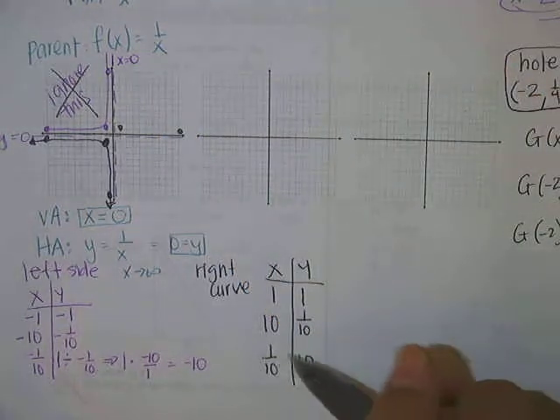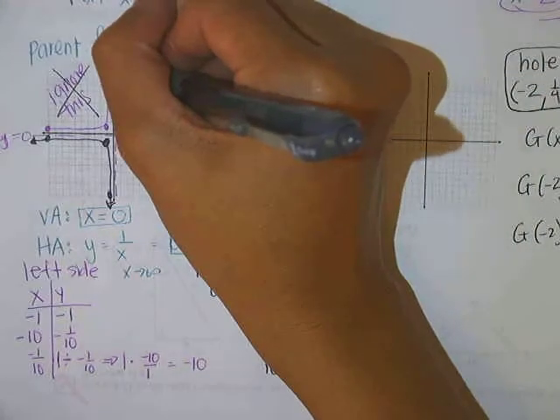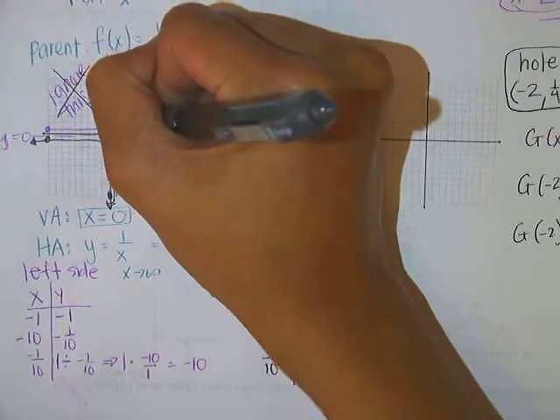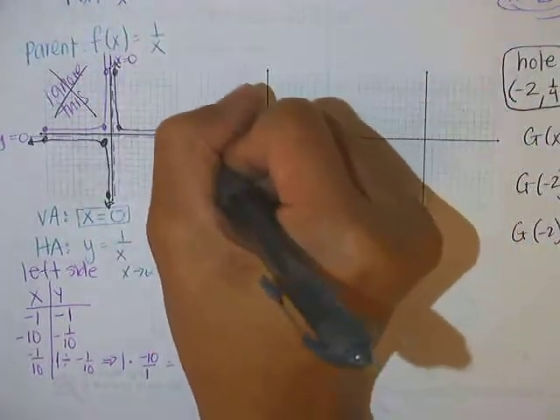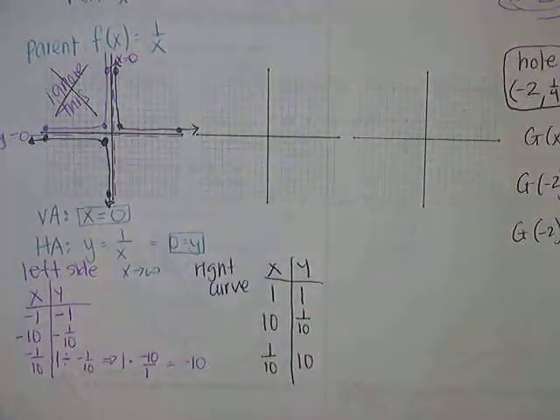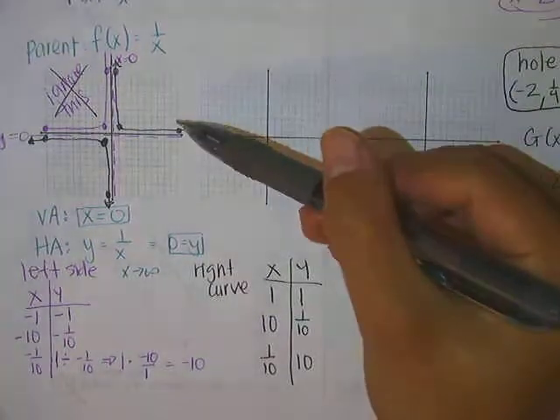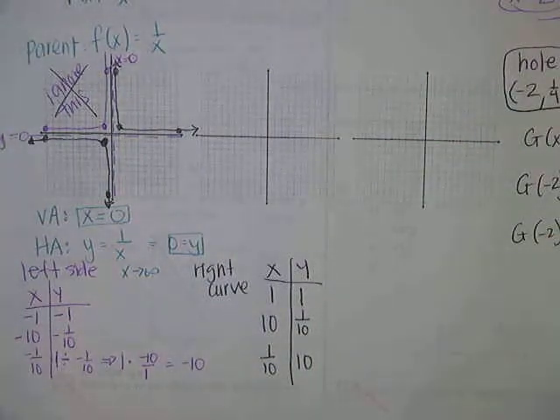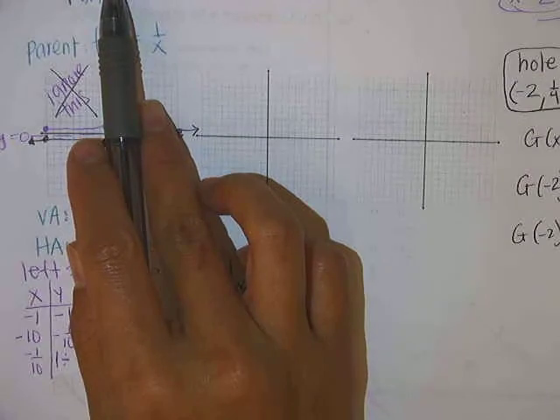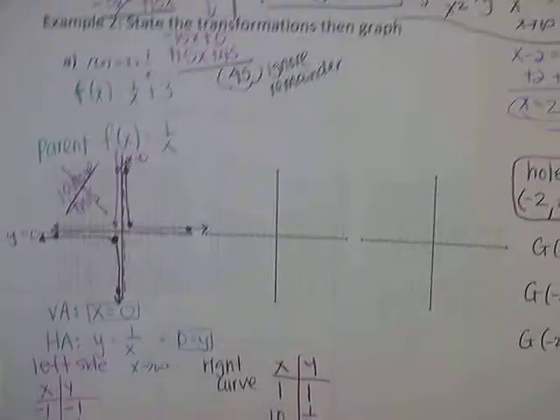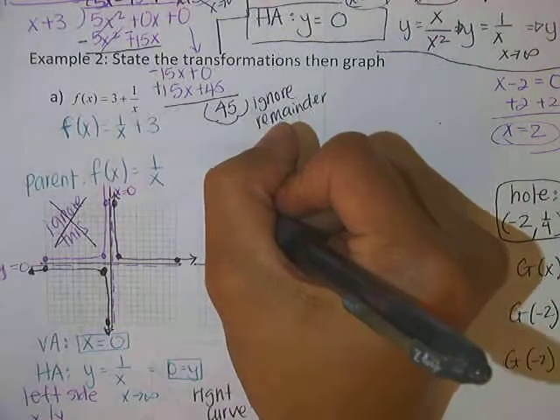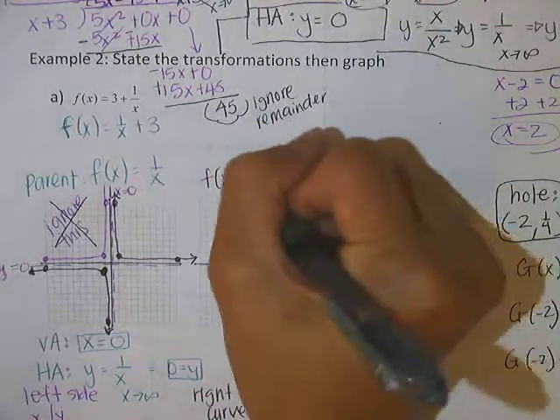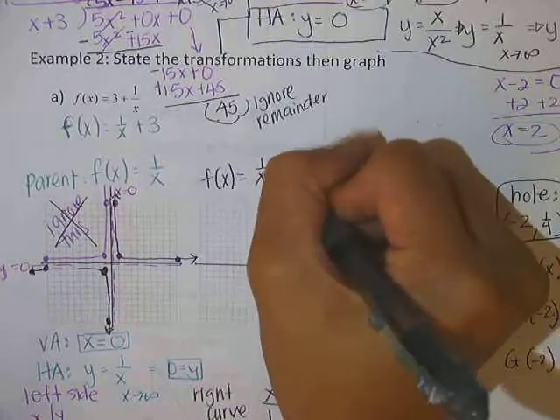Okay. So when your input is 1, 1 divided by 1 is 1. When your input is 10, 1 divided by 10 is 1/10. When your input is 1/10, and remember we just talked about it, when you are dividing by a fraction with 1 as a numerator, you're just going to flip this. So now you have this as a 10. So we're going to have 1, 1, which is this piece, positive 10, 1/10, which is very close to your horizontal asymptote, and 1/10, 10, that's going to be up here. So here is the second curve, which is the right curve.